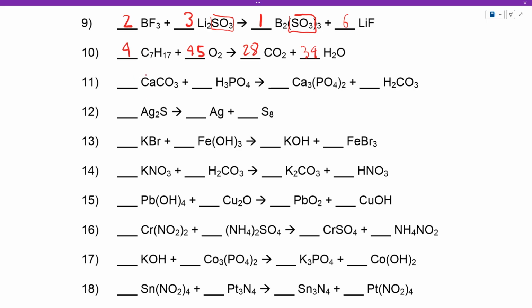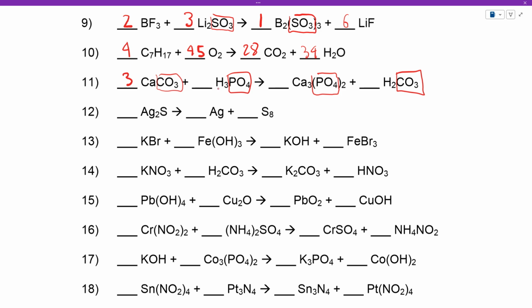So next equation, CaCO3 plus H3PO4 yields Ca3PO4 plus H2CO3. We notice these don't separate, because they're polyatomic ions. I'm just gonna make this prettier. So let's try to balance this. We have 1 calcium over here. Over here we have 3 calcium. So let's make this a 3.